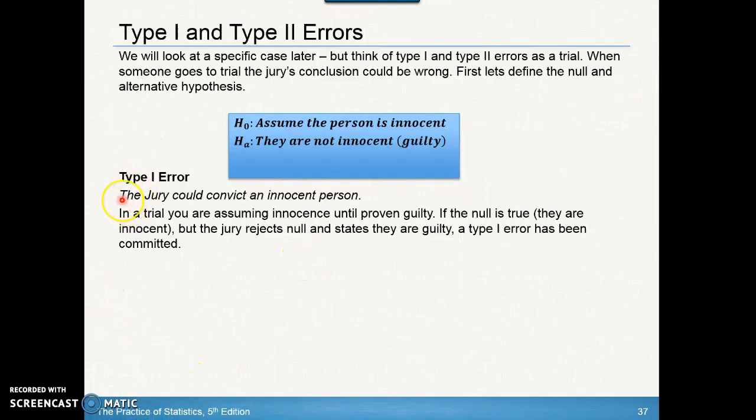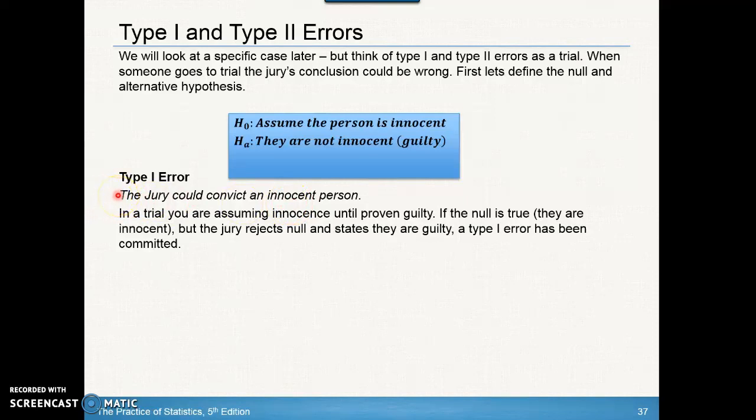Okay, so just remember a type 1 error is when the null is true, but we're rejecting it. Basically, we're getting rid of the null, but it's actually true. In this case, we're saying that the person is guilty when in fact they are innocent. They're convicting an innocent person. That's the consequence of the error.